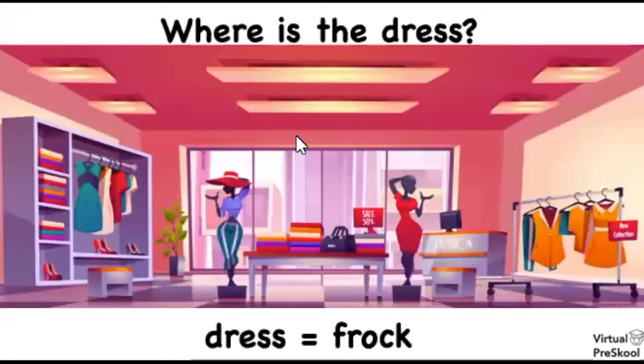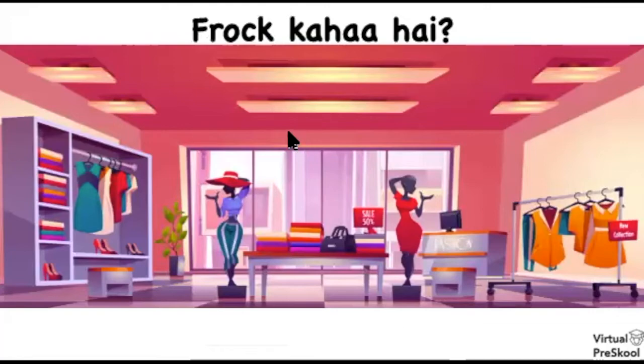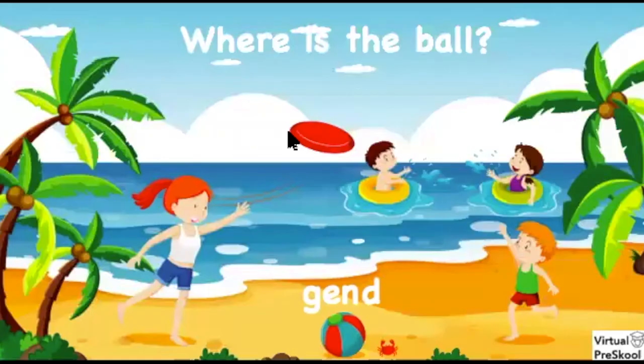Where is the dress? What's the subject of that sentence? It's dress, right? So we would say dress kahaan hai. Now let's replace the word dress with the Hindi word, which is frock. So we would say frock kahaan hai. Let's do another one.